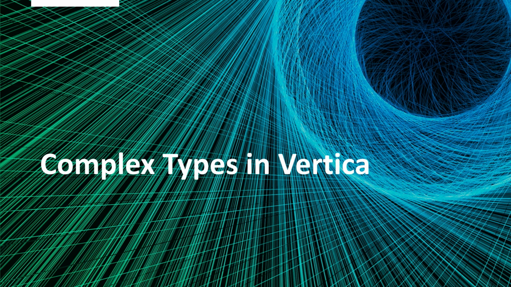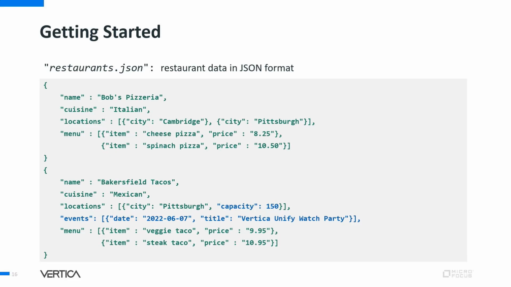Background covered, let's take a look at how we can work with complex types in Vertica. Well, first, where do you start? Probably you should start with the data itself. Someone's giving you data, you've got to put it in your database. Makes sense. These days, JSON is pretty hot, so let's use that as our motivating example.